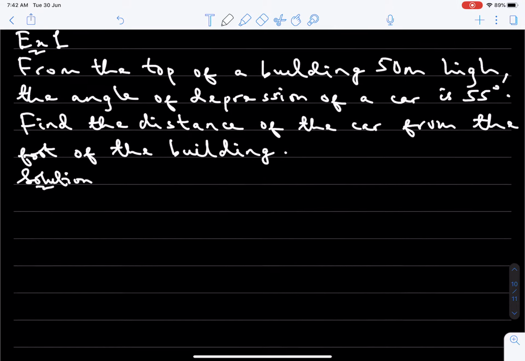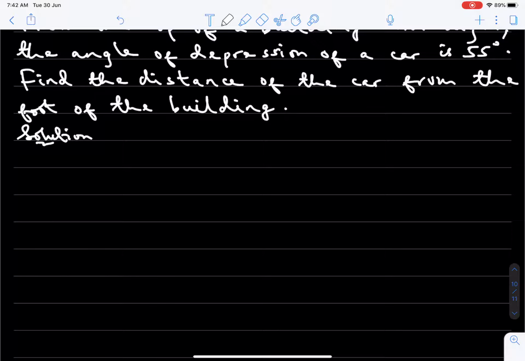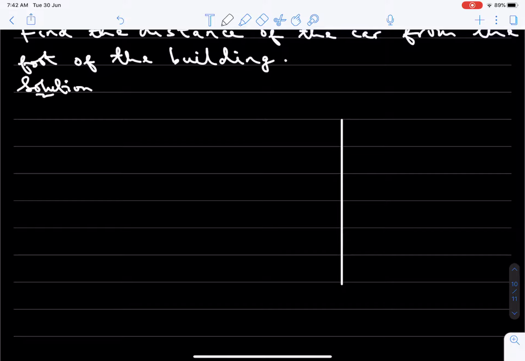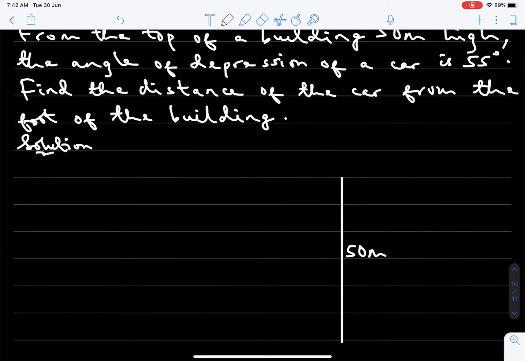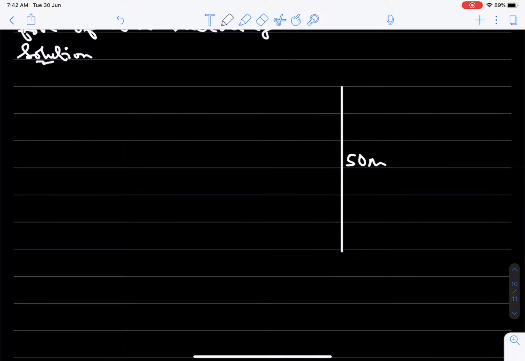From the top of a building 50 meters high, let me make this building. Its height is 50 meters. Now the angle of depression of a car, if this is the car for example, and somebody is looking at the car from the top of this building.